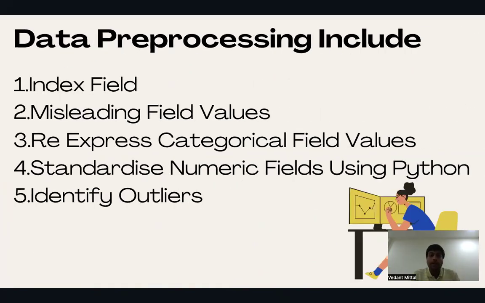Data pre-processing includes index field, misleading field values, re-express categorical field values, standardized numeric field using Python, and identify outliers. Let us understand these.